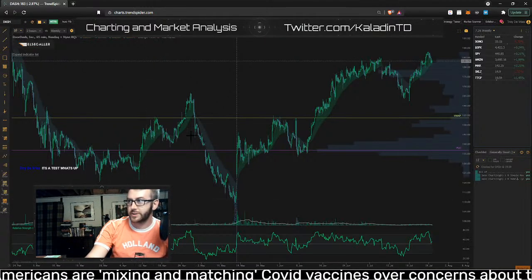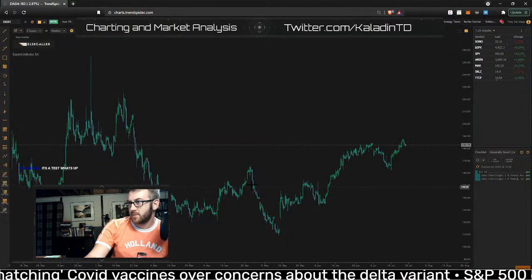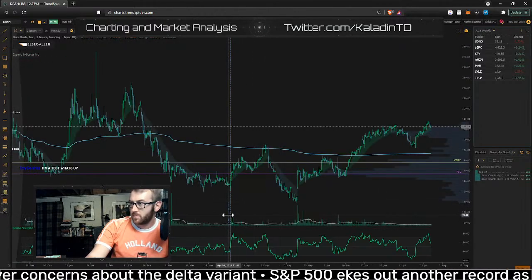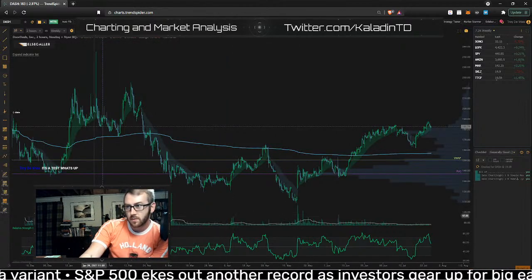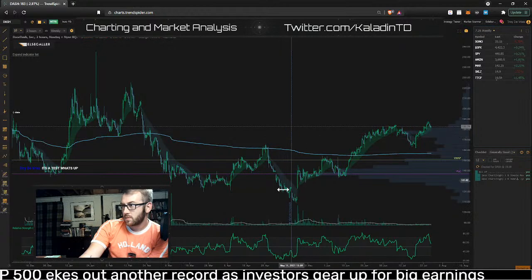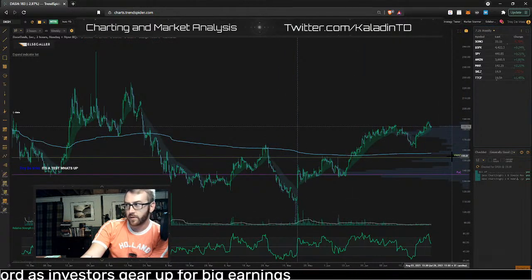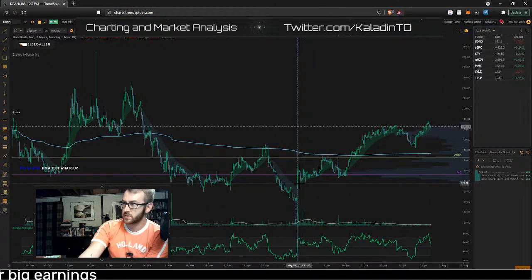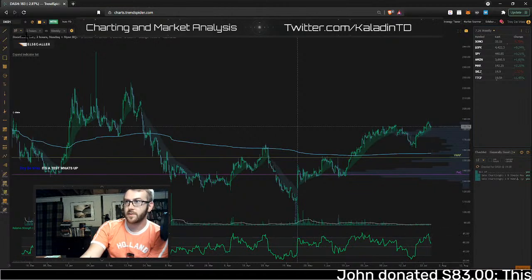Let me bring it back to the 2 hour here. All right. So this yellow right here is the VWAP from this gap up off of the lows. Here's the IPO anchored VWAP. RSI looking really strong with this move here.